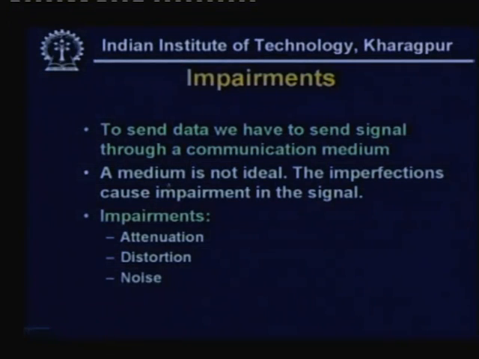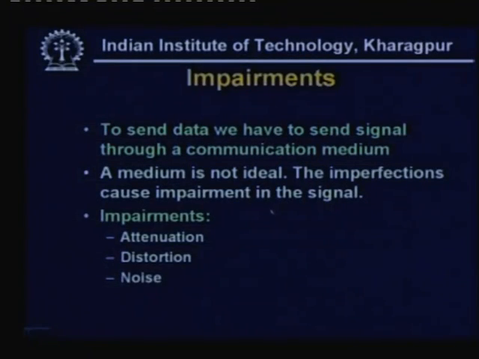As we know, to send data you have to convert it into a signal, either analog or digital. Then that signal has to be passed through a medium. It can be a simple medium or a complex communication system. Whatever it may be, the transmitter and receiver will be linked by some medium. And unfortunately, the medium that we use is not ideal.